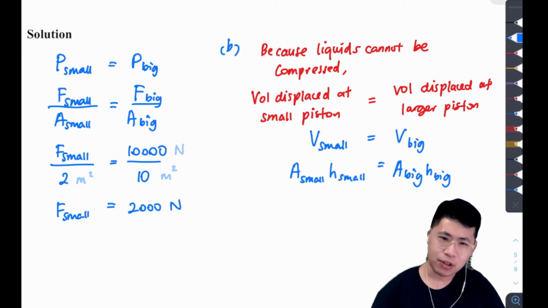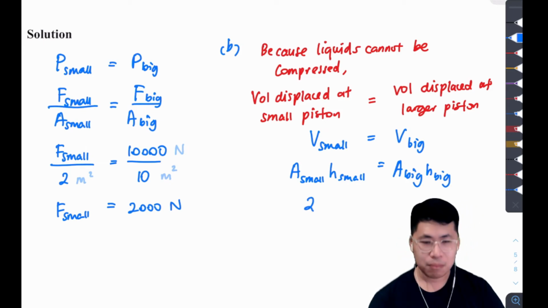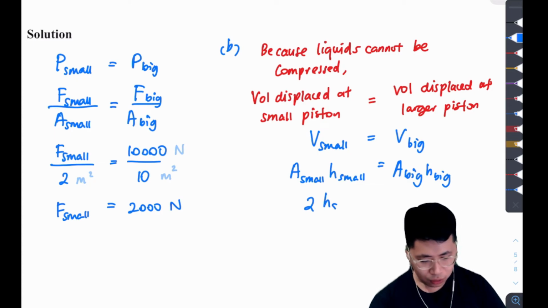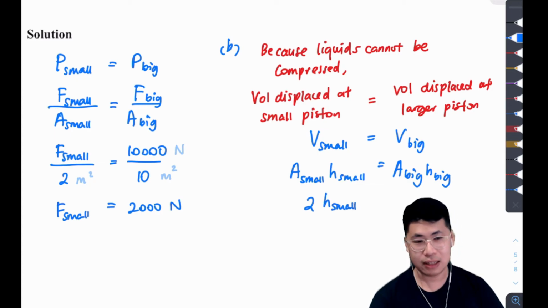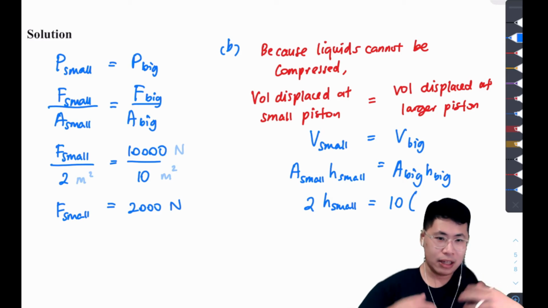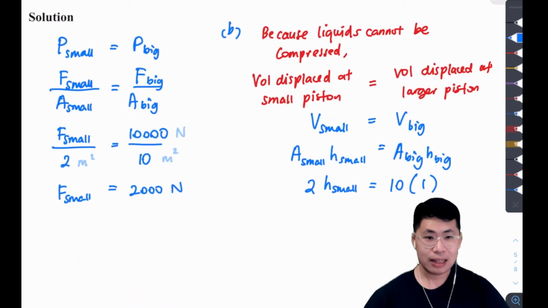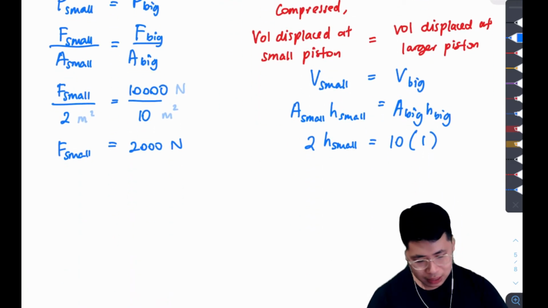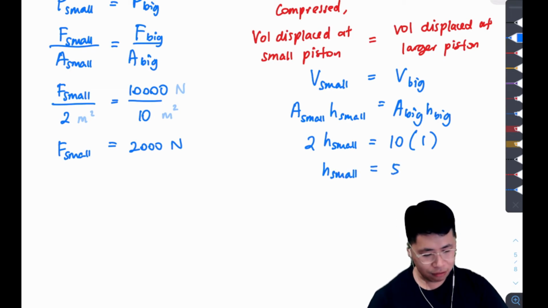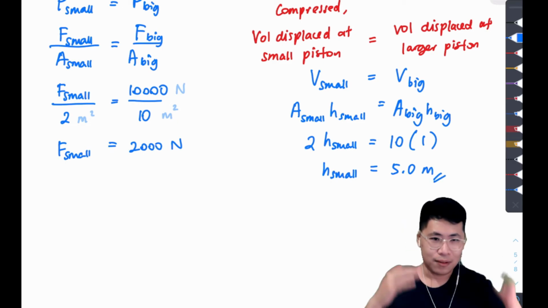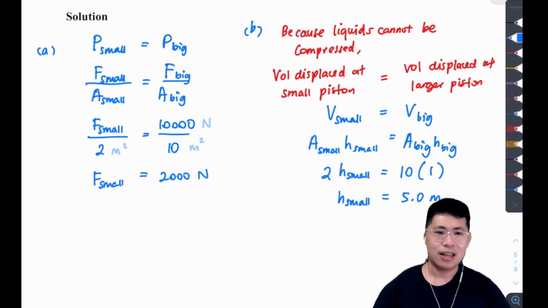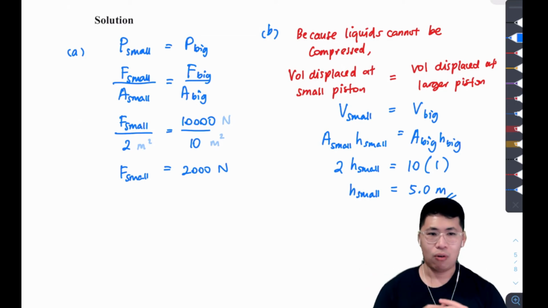So what's the area for the small cylinder? Base area is going to be 2 meters square, and we just need to look for the length or the height of the small cylinder that we need to push in. Area of the big cylinder is 10 meters square, and the height that we want to raise is 1 meter. So the amount that we need to push in is going to be 5 meters. So we need to push in 5 meters in order for it to be pushed up 1 meter.